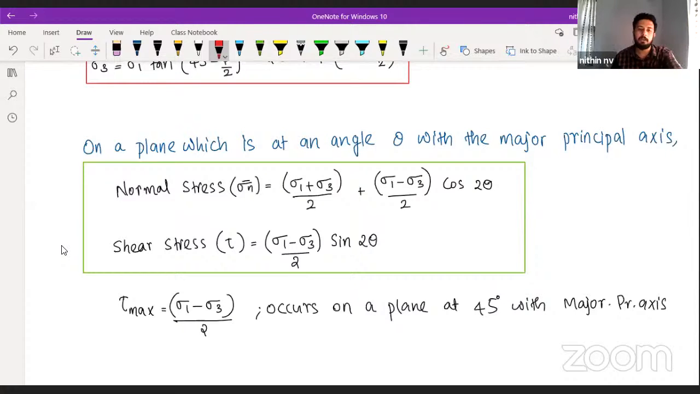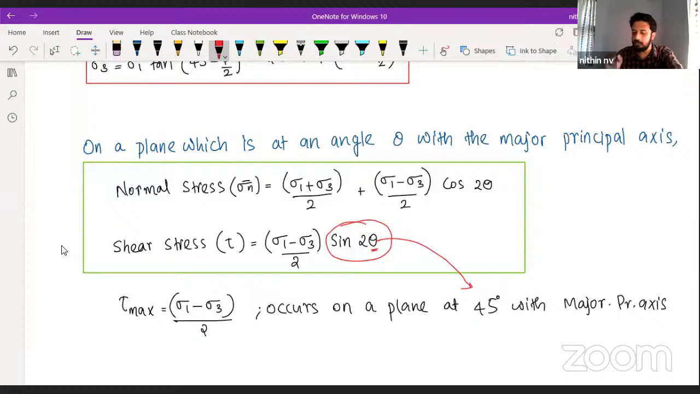Okay, now can you tell me when we are going to get maximum shear stress? Whenever sine 2 theta is maximum. What is the maximum value of sine? Obviously 1, sine or cos, whatever, 1. When will sine 2 theta become 1? Whenever theta becomes 45 degrees, as simple as that.